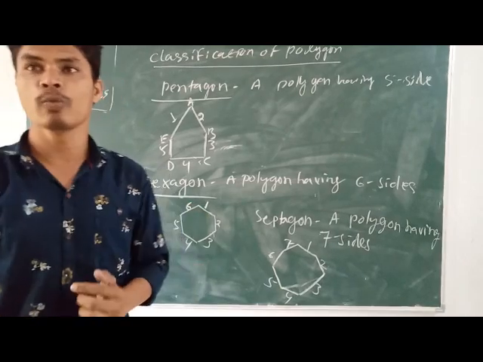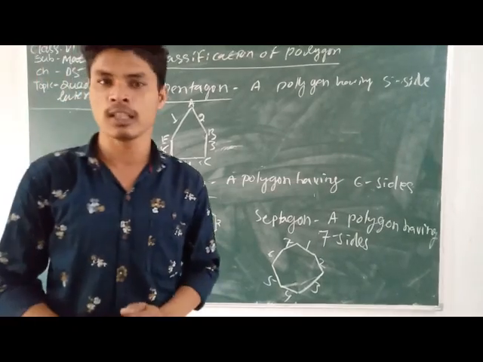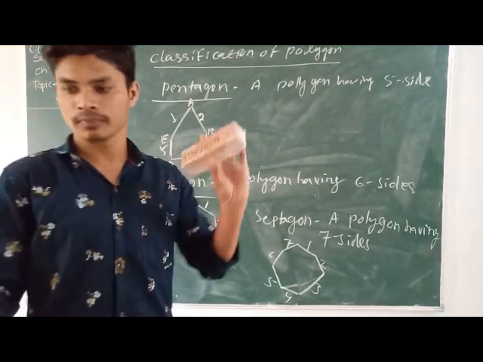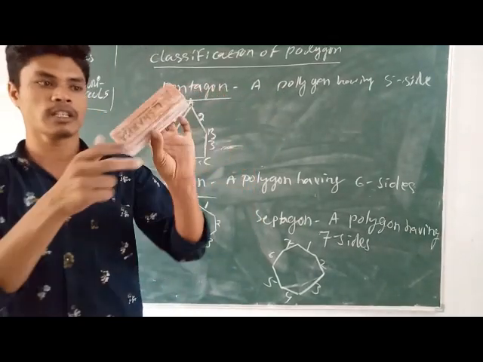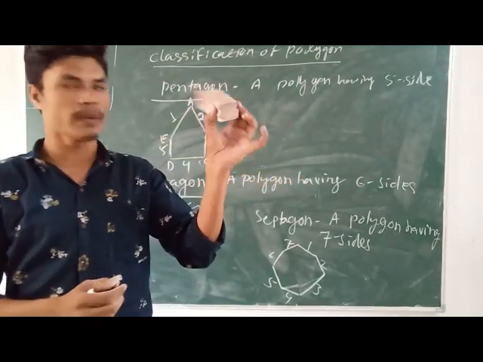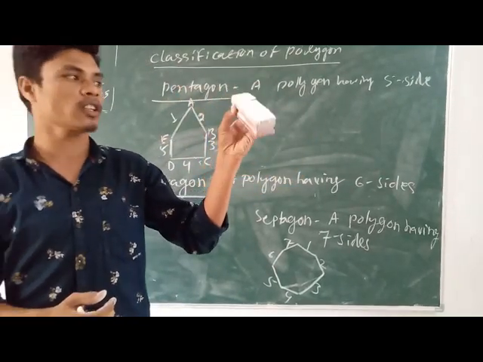First one is the cuboid. Already you know what a cuboid is. You see a box like a chalk box, like a duster. This one is a cuboid. And in a cuboid, how many sides are there? How many vertices are there? And how many faces are there?